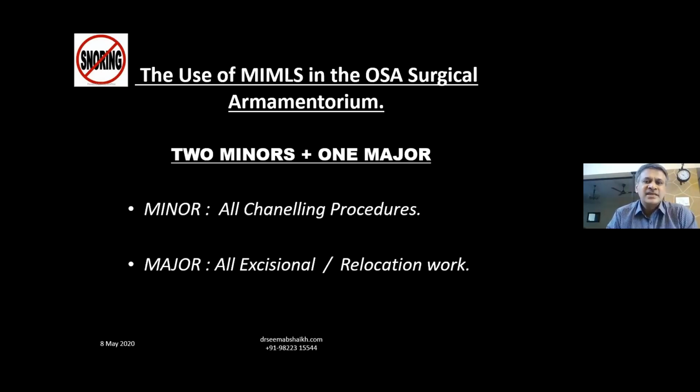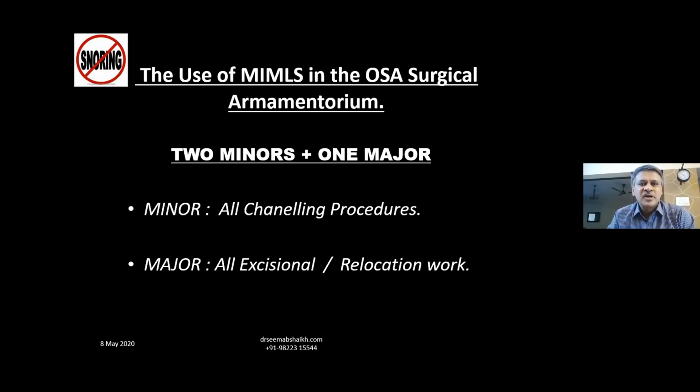So all channeling procedures are so-called classified under minor, and all the excisional or relocation work is then classified under major. So 2 minors. So let's say you're doing a tongue-based surgery, you can always club that with a radiofrequency turbinate and a radiofrequency palate. That should not be an issue. Let's say you're doing a hyoid suspension, you can always club that with a radiofrequency tongue base and a radiofrequency palate, and to a certain extent maybe a radiofrequency turbinate.